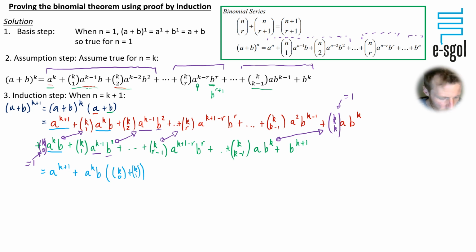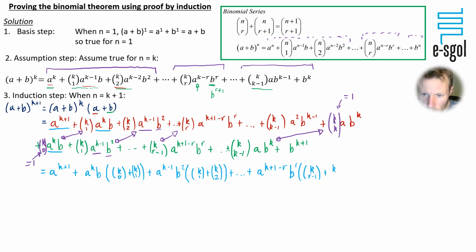I could continue then. What are we going to get next? We're going to get a to the power of k minus 1, b to the power of 2 times, and this time it's going to be k1 plus k2 plus dot dot dot plus, and then we've got a to the power of k plus 1 minus r times b to the power of r times, and then we've got k r minus 1 plus k r.